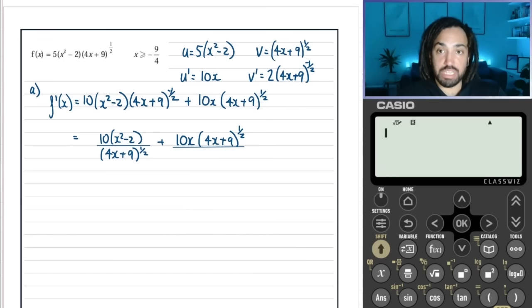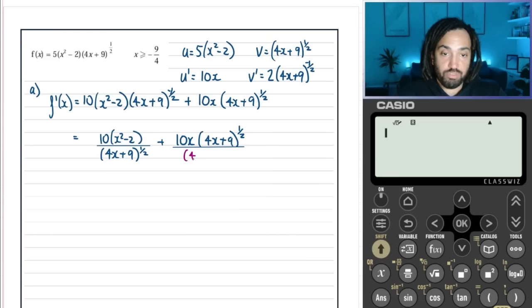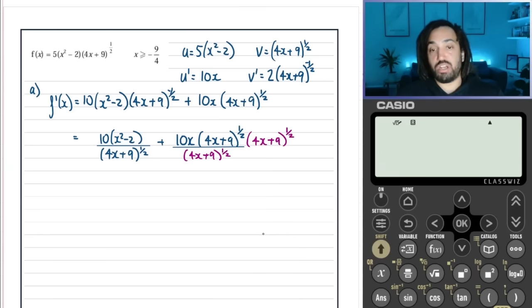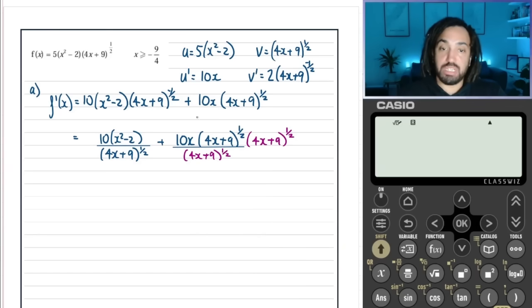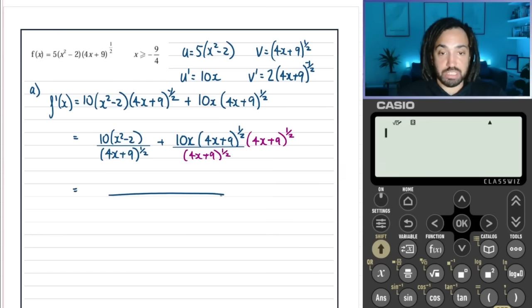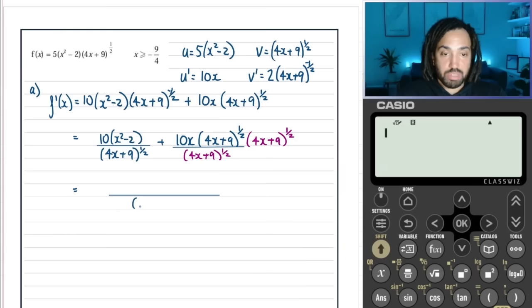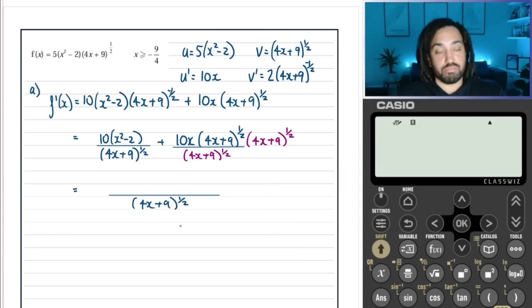So if I do write (4x plus 9) to the power of a half, then in order to keep it balanced, to keep the fraction exactly the same as it was before, we'd have to times by the (4x plus 9) to the half on the top of the fraction as well as the bottom, and therefore that will stay the same. Okay, so now they've got the same denominator. That means that we can add the two numerators together. So we'll keep the (4x plus 9) to the power of a half on the bottom.